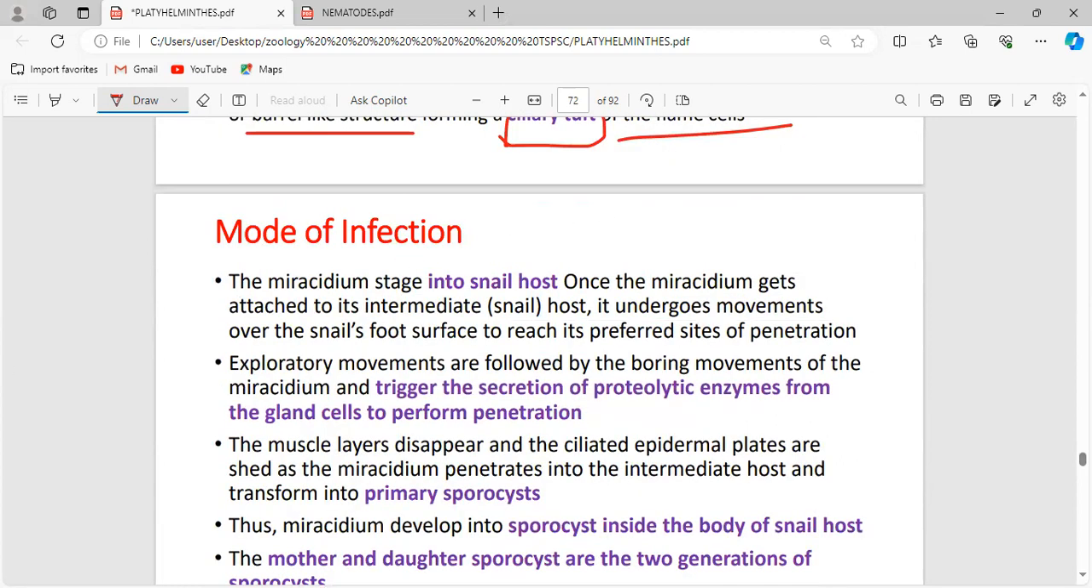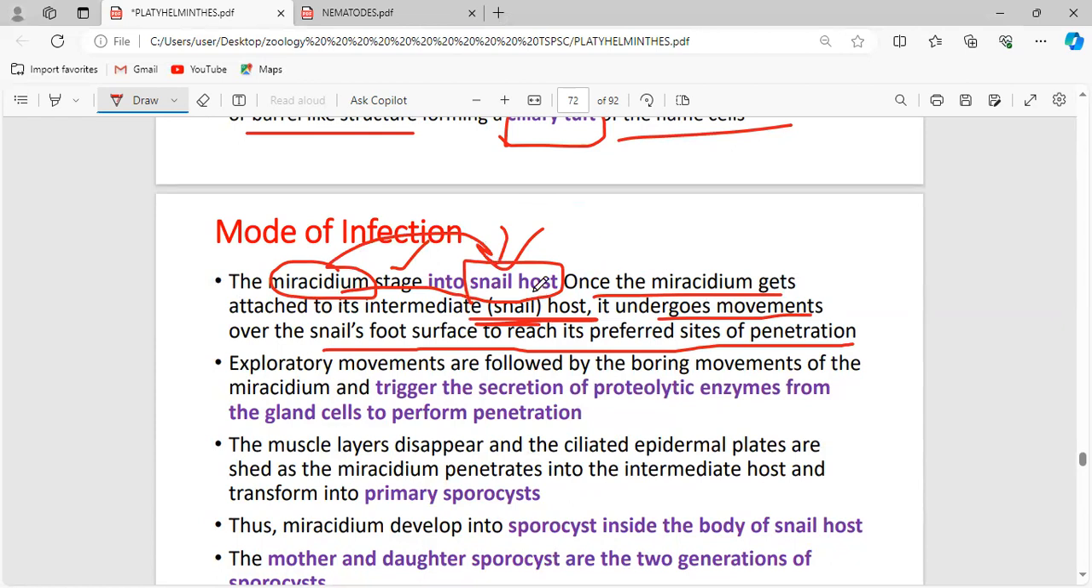The miracidium stage is the one which is introduced into the snail host. Once it has entered the snail host, it moves over the snail's food surface to reach its preferred sites of penetration. See, miracidium is the name of the stage. After hatching from the egg, it has to reach the snail. After it reaches the snail, it has to move into the body, where it can find the exact location for further metamorphosis.